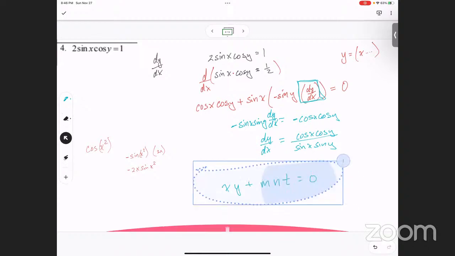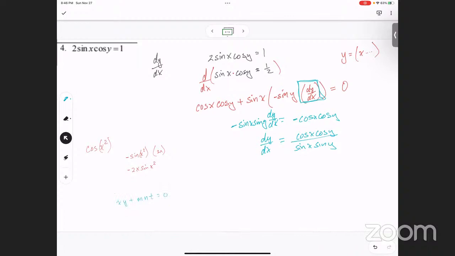Gotcha. So we're not done though. Yeah. Because what can I do with this right here? Cosine x over sine x can be written as what? Cotangent x. Cotangent. Remember how cosine over sine is cotangent? Oh, yeah. And cosine y over sine y can be written as what? Tangent. Cotangent y. Cotangent. My bad. That's okay. So there's your answer.